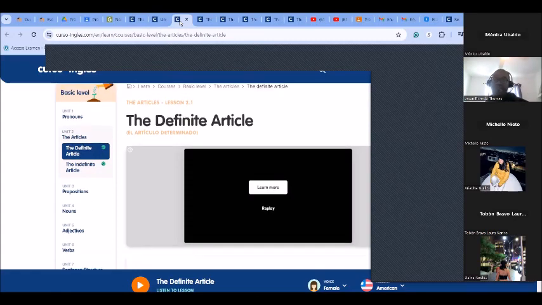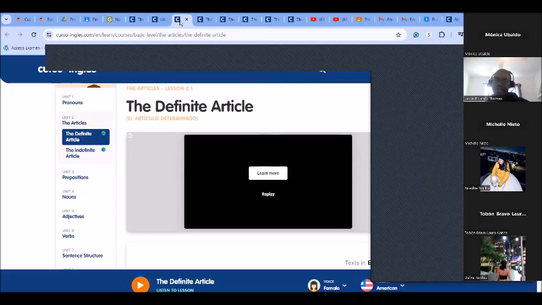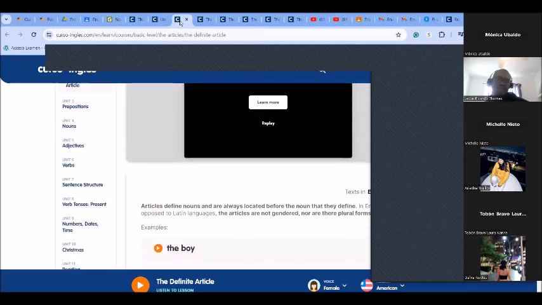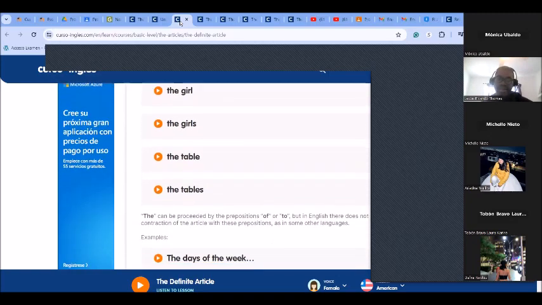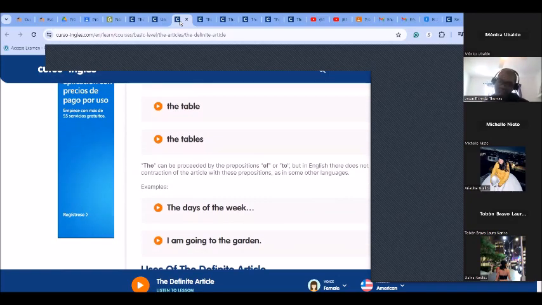Let's start off with the definite article. When you want to talk about something in particular, something definite, and you are looking at nouns, which is people, places, and things, we can use articles in front of them. Now, the definite one, the, can be used both for singular and for plural. Right, so you can say the boy and the boys, the books, the girls, the table, the tables. Right? You can have it at the beginning of sentences, you can have it inside the sentences, you can have it after prepositions. And now there are particular times when you use the.